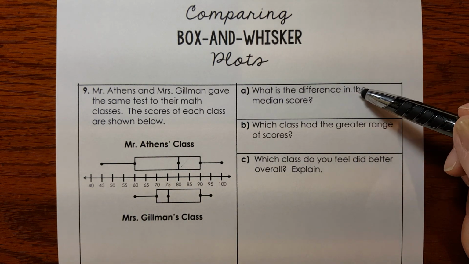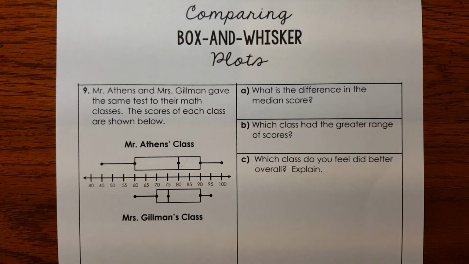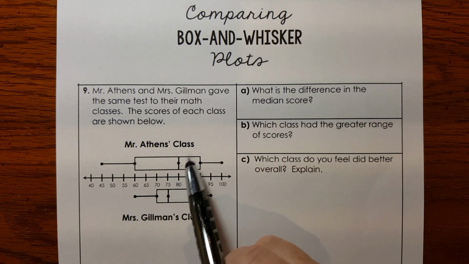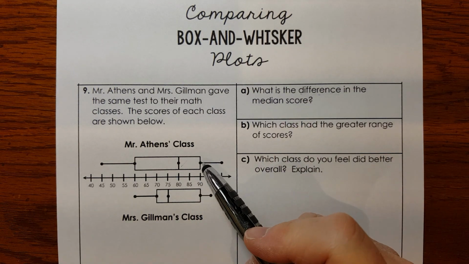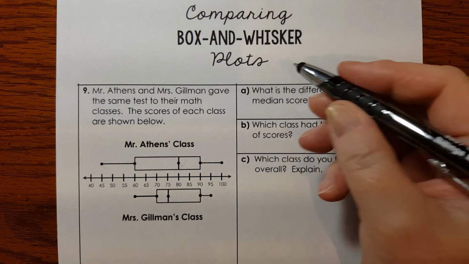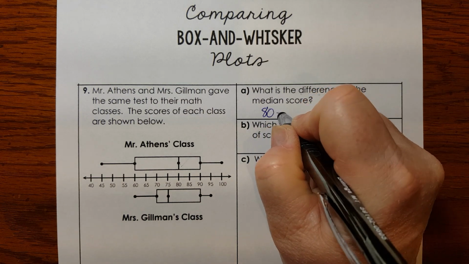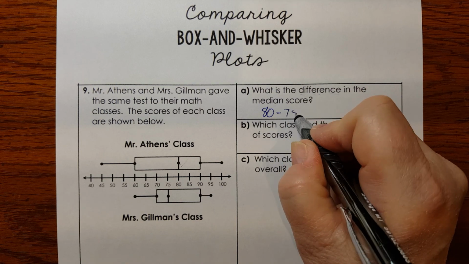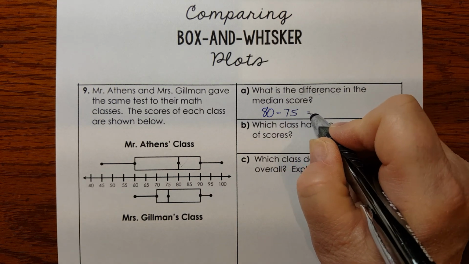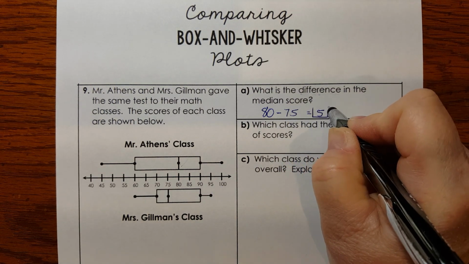What's the difference in the median score? Well, difference means subtract, right? So we're going to take the larger, which is 80, and we're going to subtract the smaller median score, which is 75, and that gives us 5.